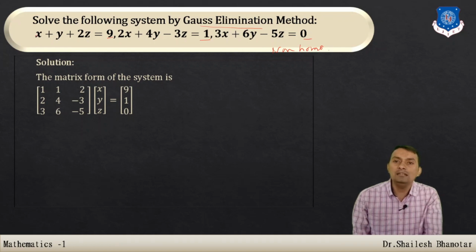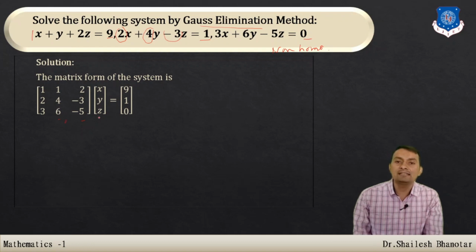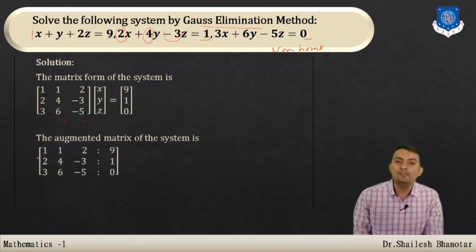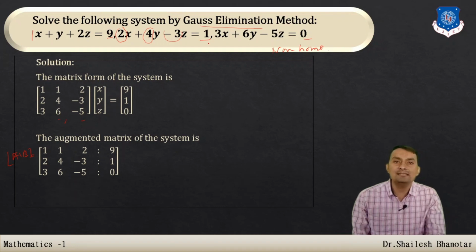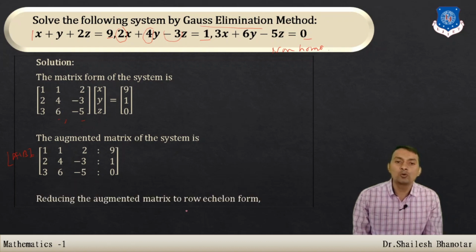This is x plus y plus 2z equals 9, and from this 2x plus 4y minus 3z equals 1, and third, 3x plus 6y minus 5z equals 0. This is A, this is x, and this is b, and therefore we write the augmented matrix form like that. Now we are going to apply the Gauss elimination method. For that we have to convert this augmented matrix to the row equivalent form.